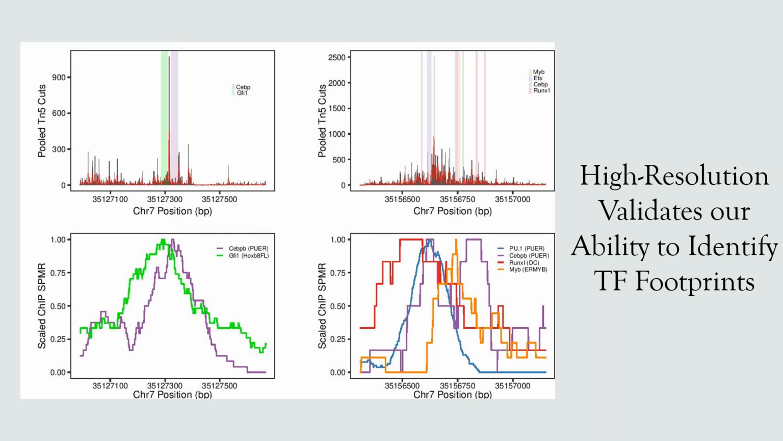To determine if these high-low-high patterns are indicative of individual TF binding sites, we mapped previously known binding sites and ChIP-seq signals to each of the enhancers. Here we found that all of the binding sites overlap a footprint and fall at or near the maximum of their respective ChIP-seq signal. Together, this is strong evidence that supports our ability to identify individual footprints through measured accessibility.